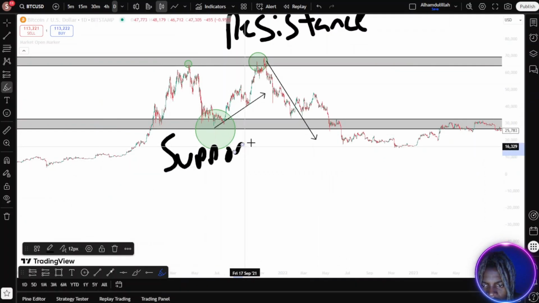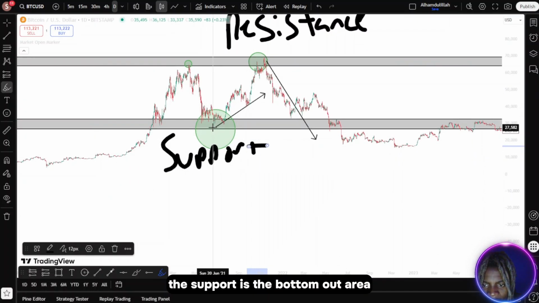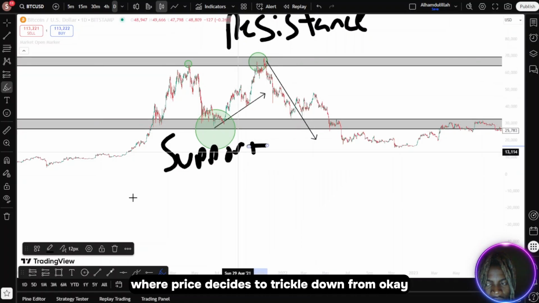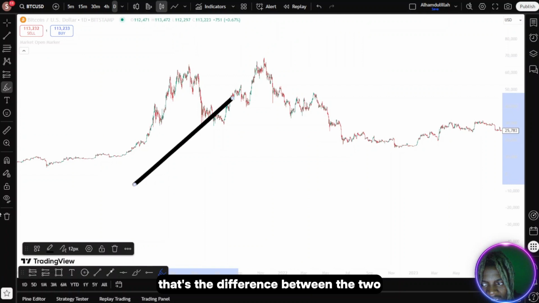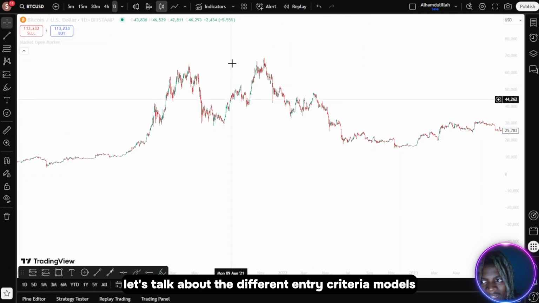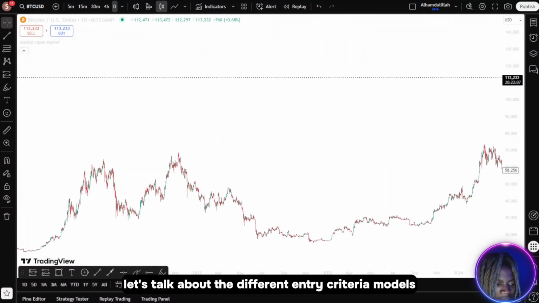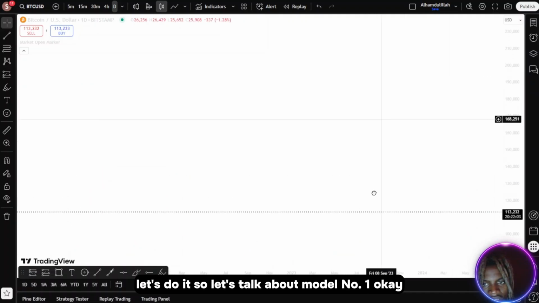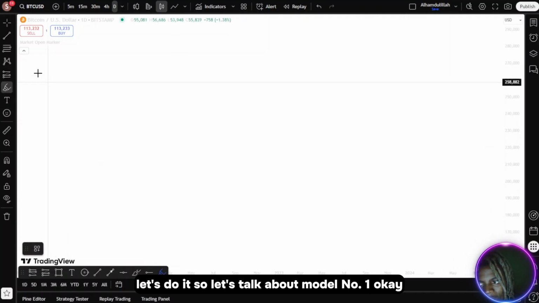Okay. The support is the bottom out area where price decides to trickle up from, and resistance is the top out area where price decides to trickle down from. Okay. That's the difference between the two. Now, let's talk about the different entry criterias, models, and how we can use them in order to make profitable setups. So let's talk about model number 1.